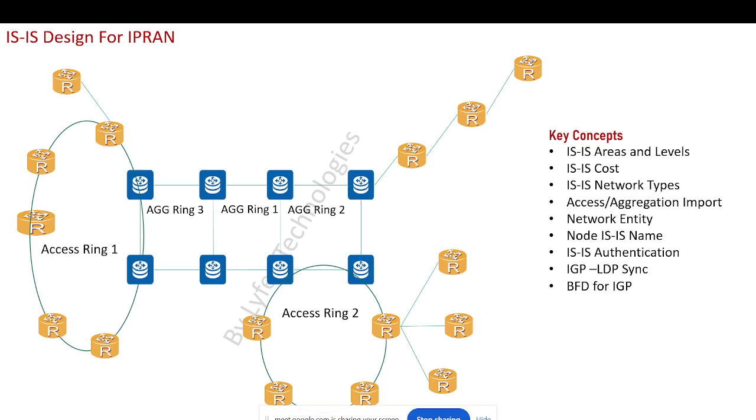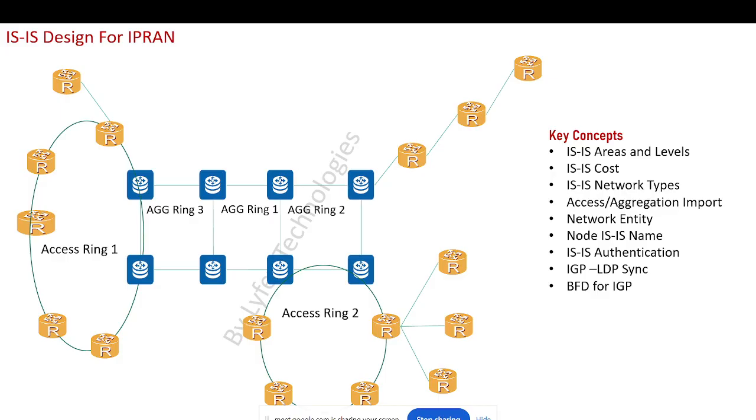To the ISIS design for IPRAN, these were the key concepts that we discussed last session. ISIS areas and levels. So the network will be divided into different areas, different levels. We know we have 3 levels: level 1, level 2, level 1-2. So you need to choose which level you are using. Many times we use level 2 for many deployments.